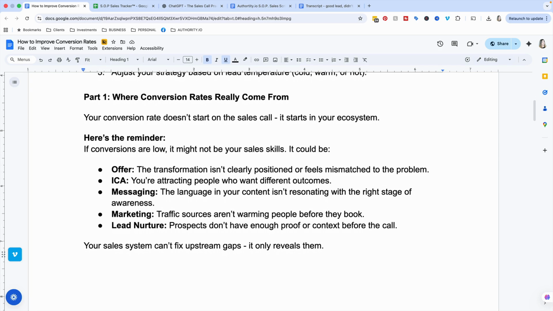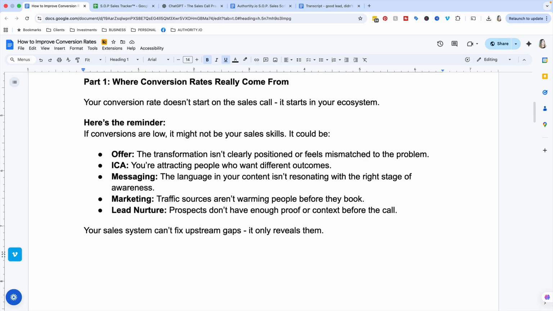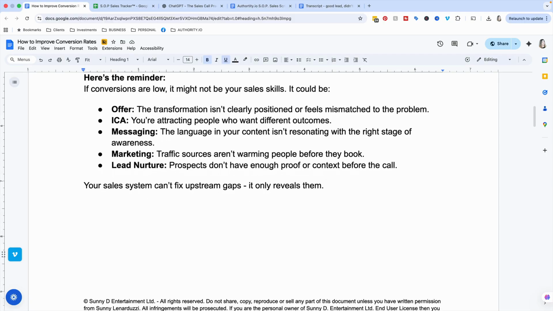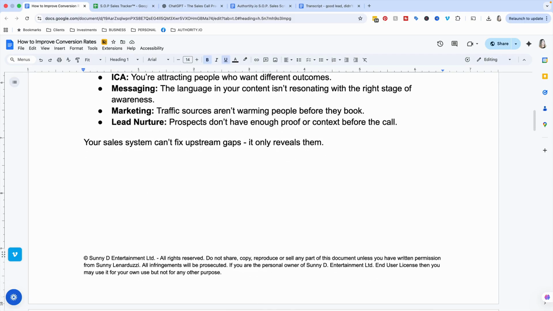So part one is where conversion rates really come from. Your conversion rate doesn't start on the sales call. It actually starts in your entire ecosystem as a business. Here's the reminder. If conversions are low, it actually might not be your sales skills. So it very well could be the offer, the transformation isn't clearly positioned or feels mismatched to the problem; your ICA, you're attracting people who want different outcomes; messaging, the language in your content isn't resonating with the right stage of awareness; marketing, so traffic sources aren't warming people up before they book; or lead nurture, so prospects don't have enough proof or context before the call.